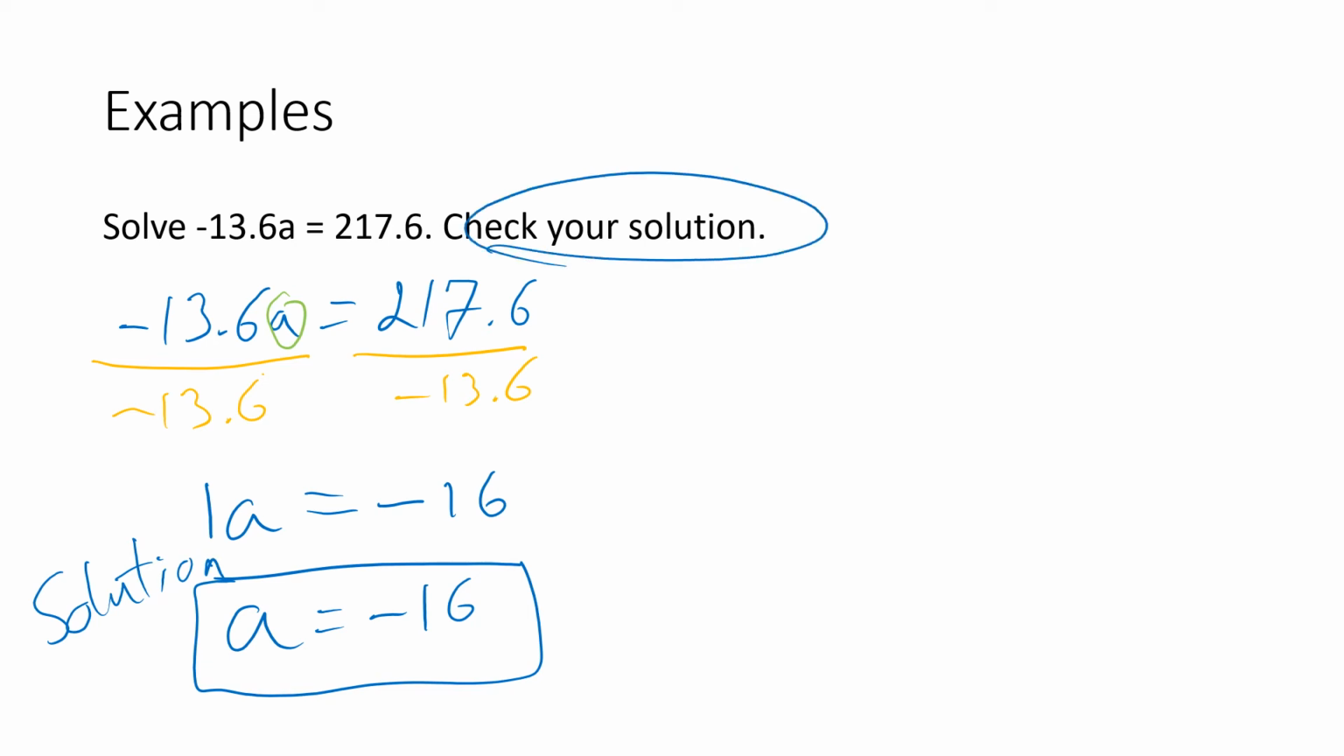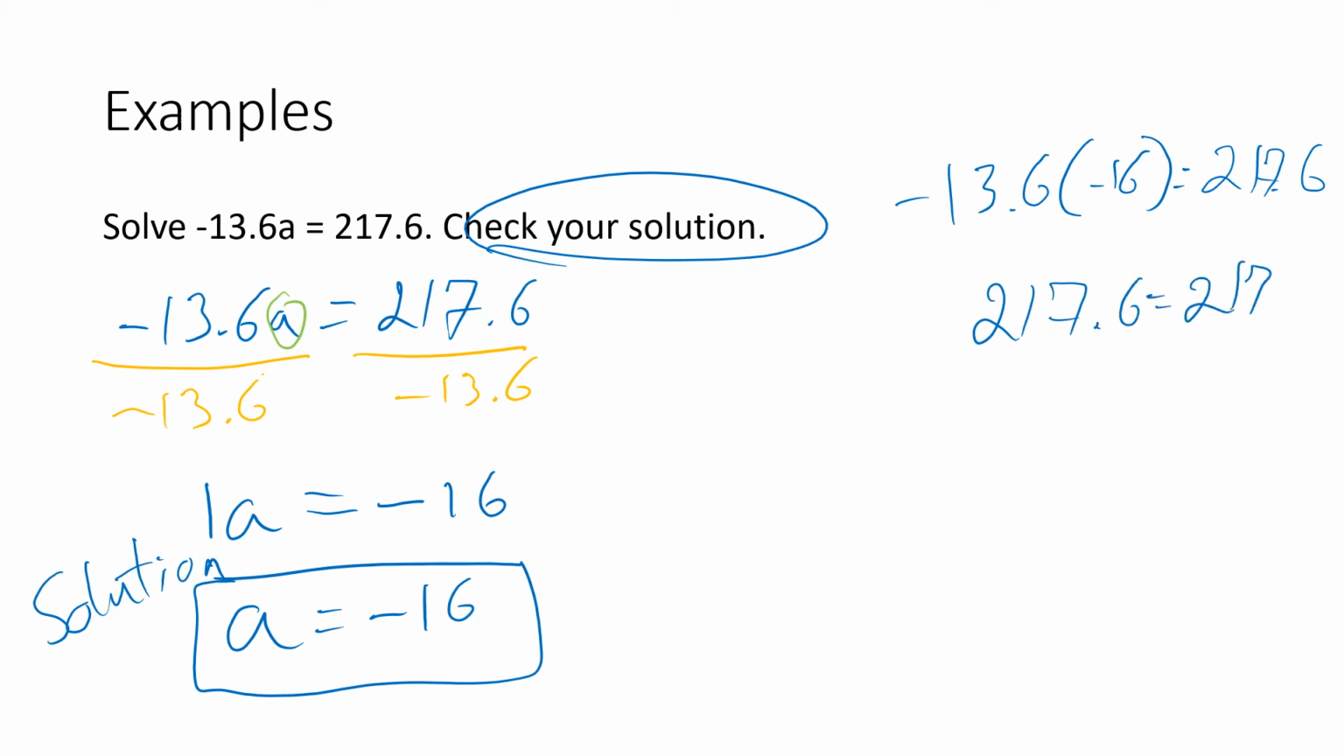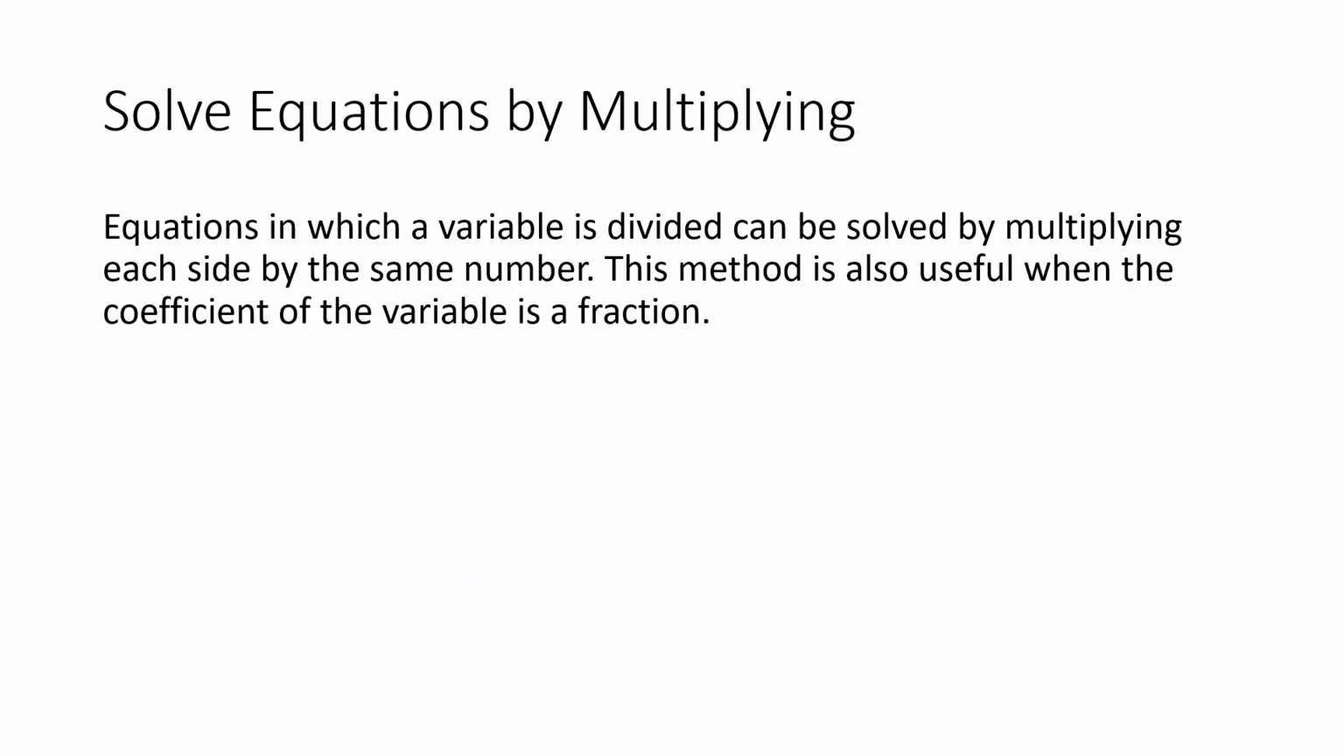Now we need to check our solution. So we're going to go negative 13.6 times negative 16 equals 217.6. Again, we type that into our calculator and we find out, of course, those negatives are going to cancel out. So we're going to have a positive number over here. We're going to find out that 13.6 times 16 is indeed 217.6, and so we have now checked, right? That's our check.